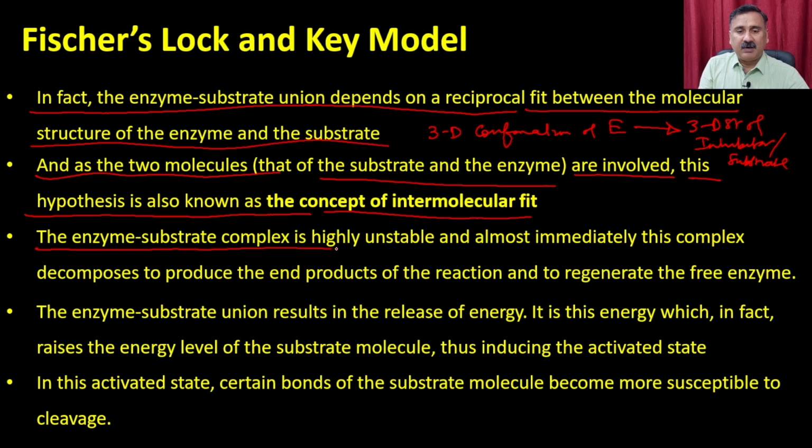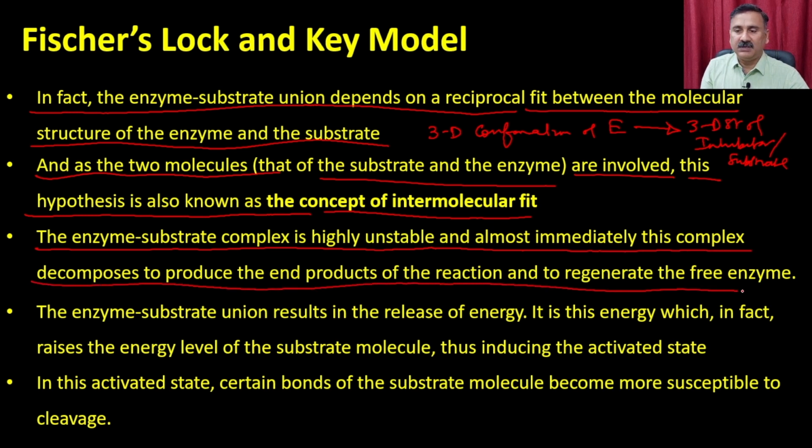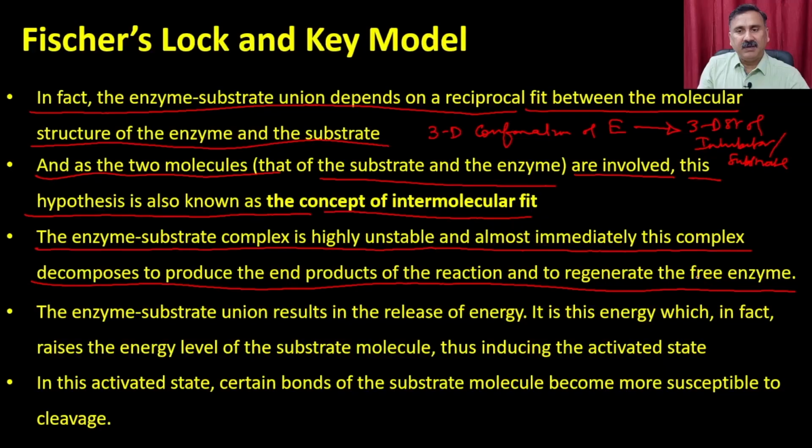The enzyme substrate complex is highly unstable, and almost immediately this complex decomposes to produce the end product of the reaction and to regenerate the free enzyme. This means that as soon as the enzyme and substrate make a complex, an intermolecular rearrangement occurs, and that's how the enzyme substrate is converted into the product. That product is released from the enzyme, and then the free enzyme binds a new set of substrates.